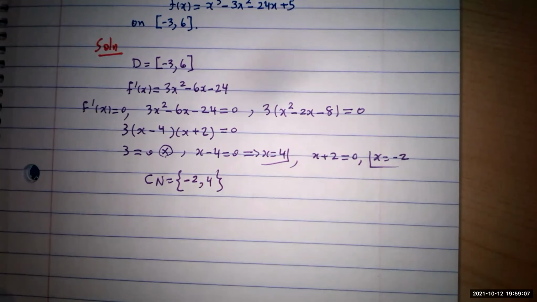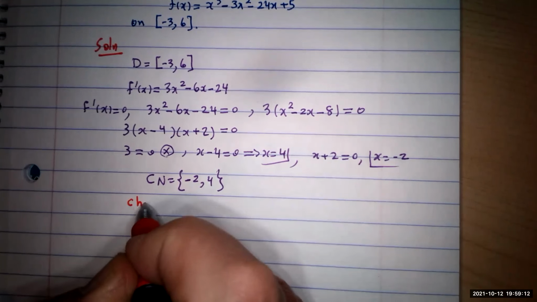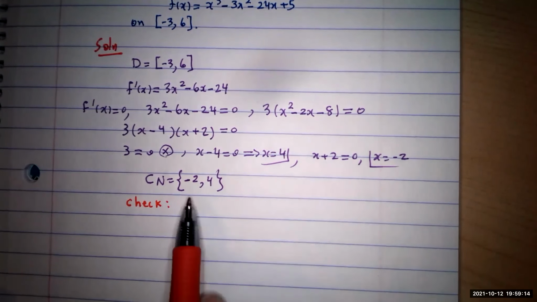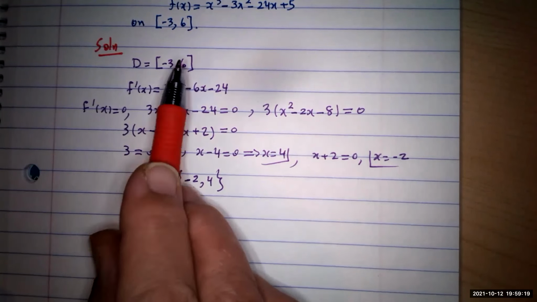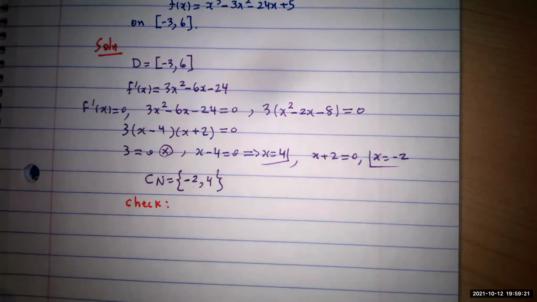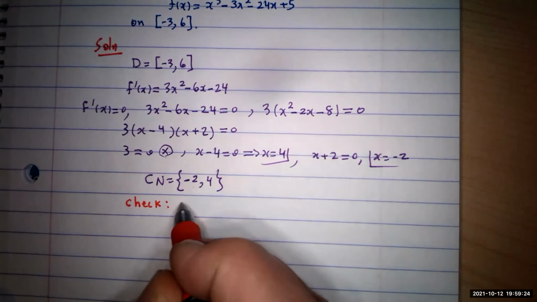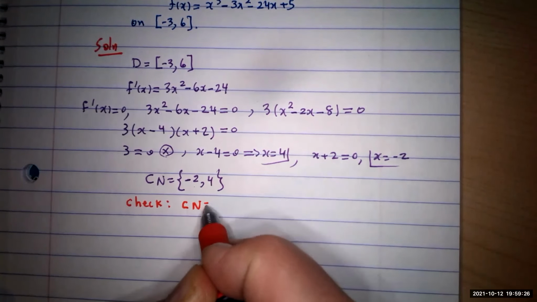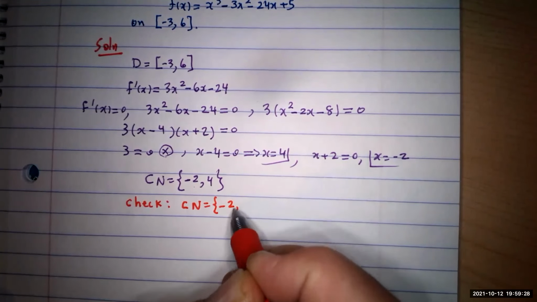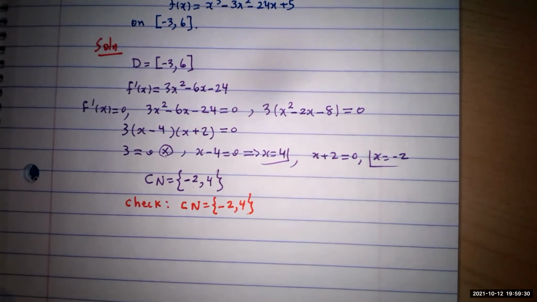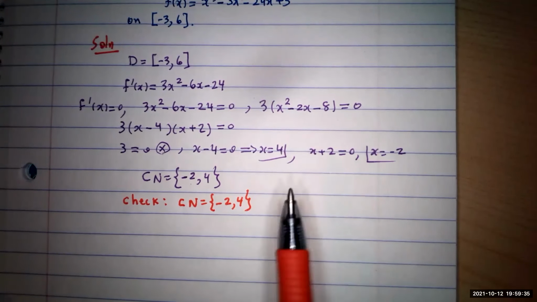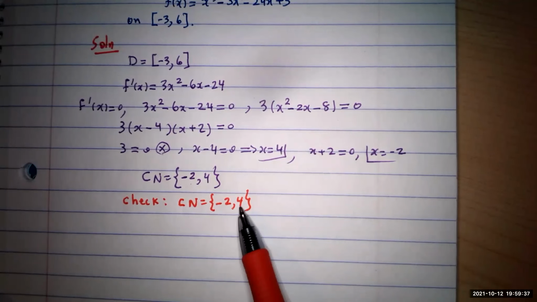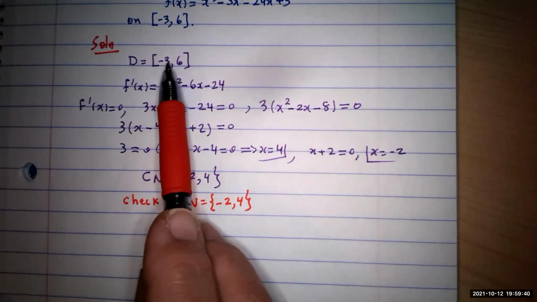Any question? Check to see if you are going to accept both of them. When you check, you see negative 2 is inside because it is between negative 3 and 6, and 4 is also inside. So both of them are inside, and you have to carry two numbers. The next step is to find the value of the function at negative 2, 4, and the endpoints negative 3 and 6.